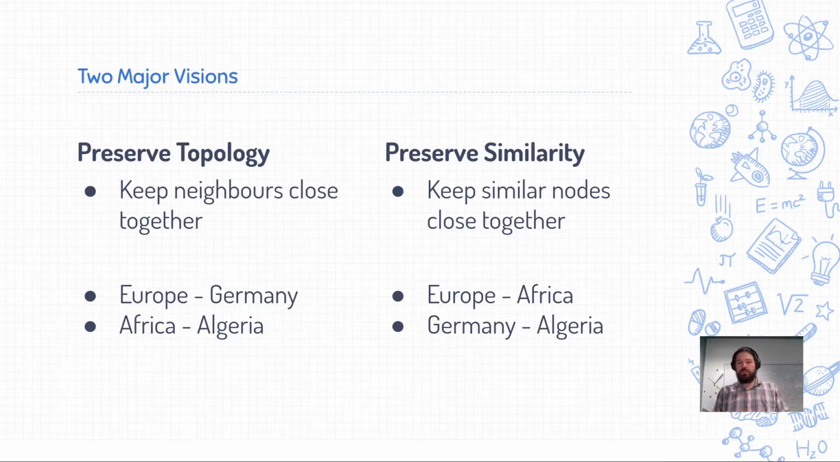A completely different view is that in that embedded space, you should rather preserve similarity. It means that similar nodes should be close together. In that case, you will, for example, have an embedding for Europe and an embedding for Africa, and because they are both continents, they would be close together in the embedded space. Germany and Algeria, because they're both large countries, would also be close together in the embedded space. And so these two major visions exist.